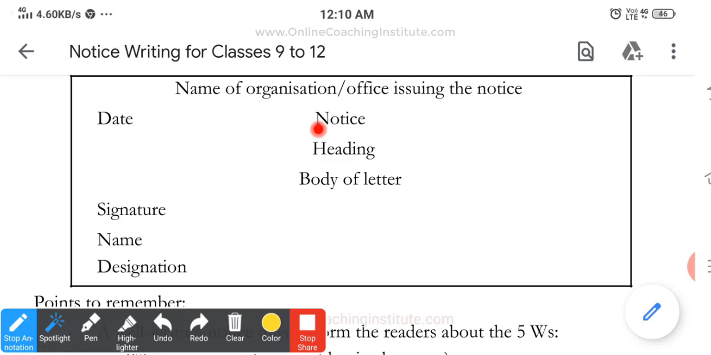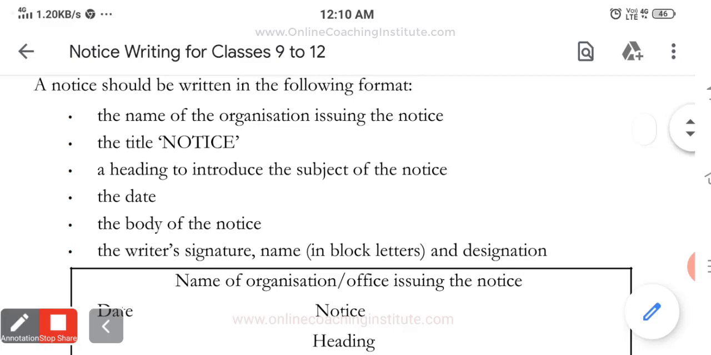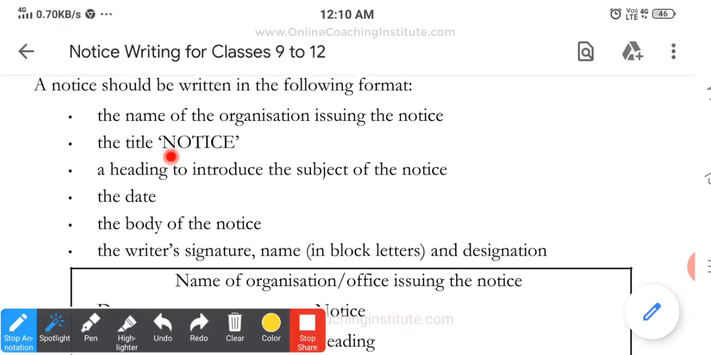NOTICE means in capital letters. Right now here it is written in the running hand. It is the mistake of my typist, so don't mind this. So you have to write in capital letters. Okay, let me show you how. So in this way you have to write NOTICE, in bold letters or capital letters.